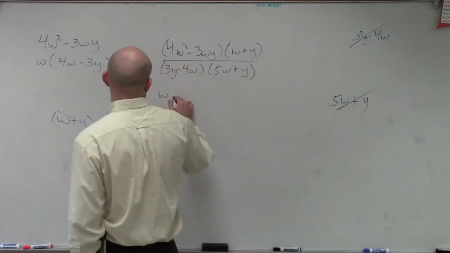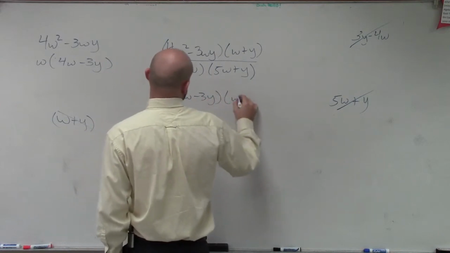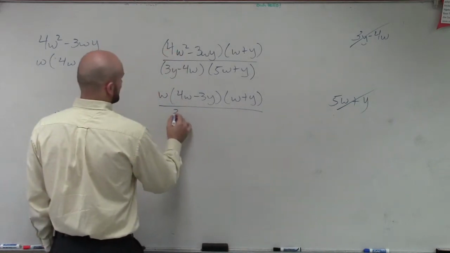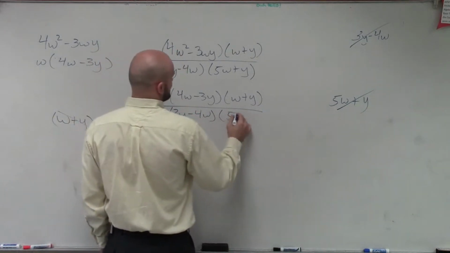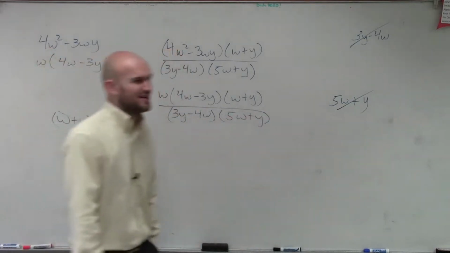So I have w times 4w minus 3y times w plus y, divided by 3y minus 4w times 5w plus y. So ladies and gentlemen, do we have anything that we can divide out right now?